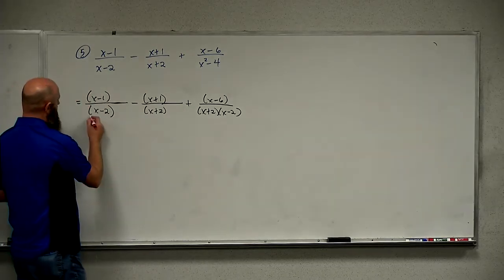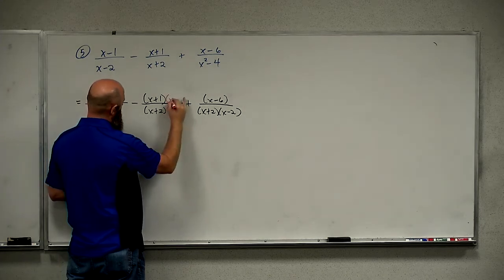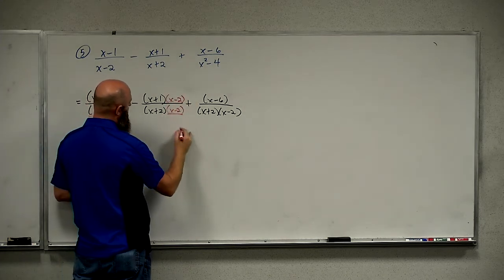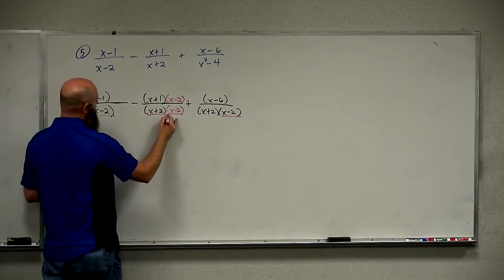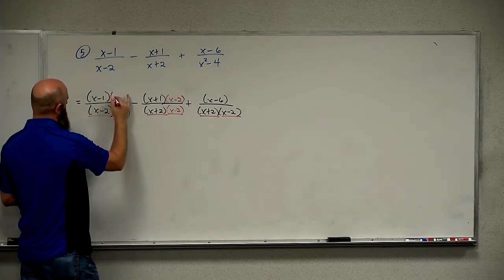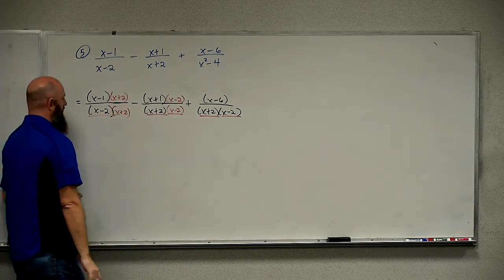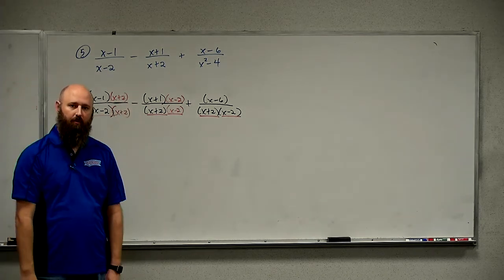All right, so this one has an x minus 2. This one does not, so it needs it. So we're good there. And that one has an x minus 2. This one has an x plus 2. So does this one, but this one does not. So now we have it. And now all of our bottoms are the same, so we can go from there.